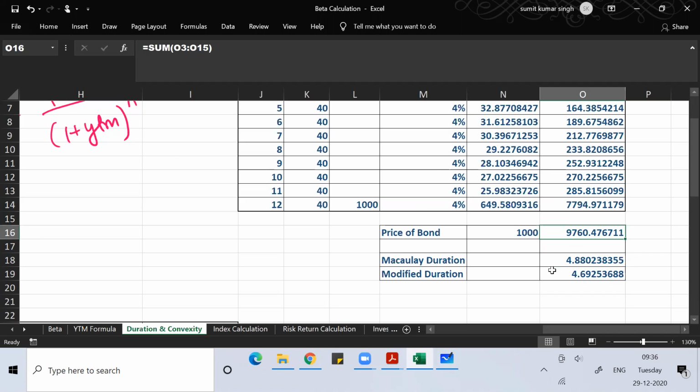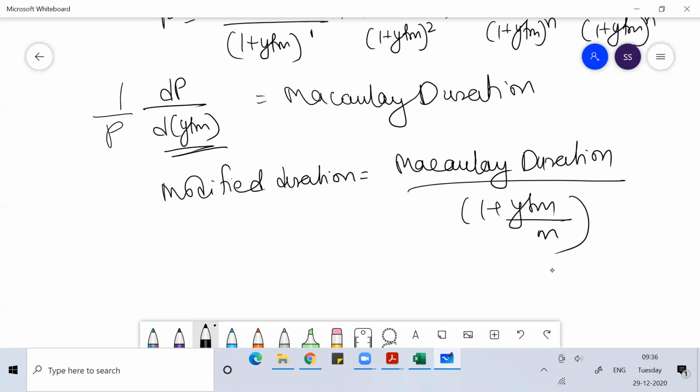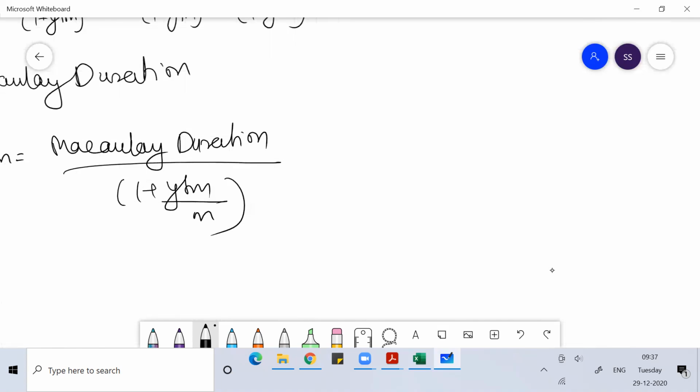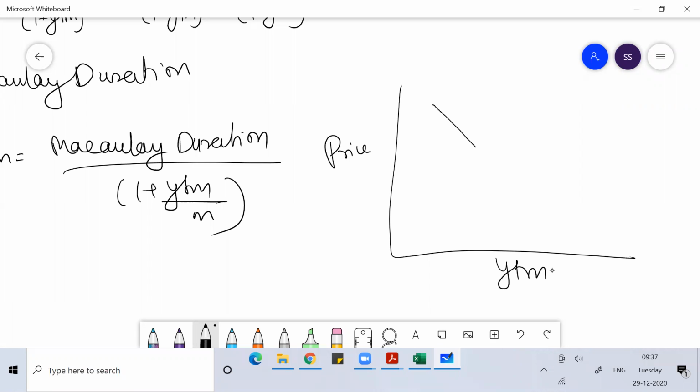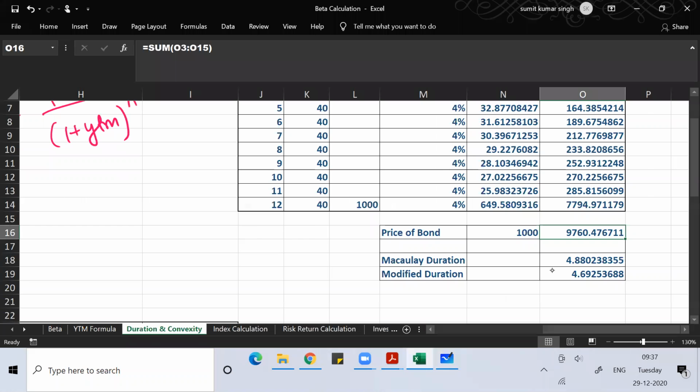So basically, duration is the slope of the line. Whenever we talk about duration, it is basically the slope. If you try to draw the plot between the price of the bond and the YTM, because they are inversely related, the slope of this line is what duration measures. If you remember beta, beta was the slope of the regression relationship between the rate of return on the stock and the rate of return on the market. In the same way, Macaulay duration works.